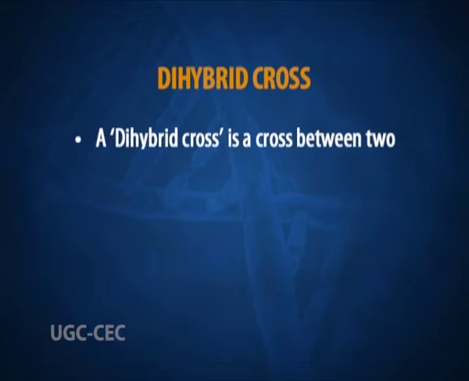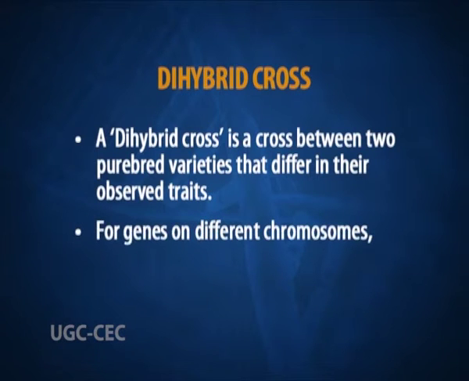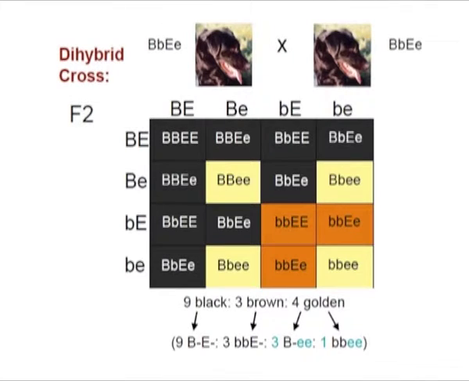A dihybrid cross is a cross between two purebred varieties that differ in their observed traits. For genes on different chromosomes, each allele pair shows independent segregation. If the F1 generation produces identical offspring, the F2 generation, which occurs by crossing F1 generation individuals, shows a phenotypic ratio of 9:3:3:1.